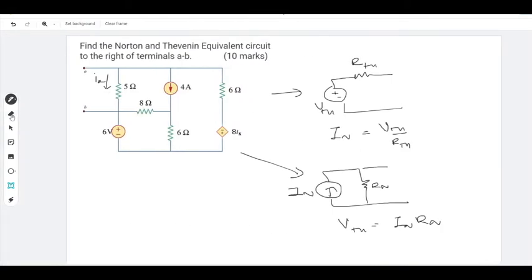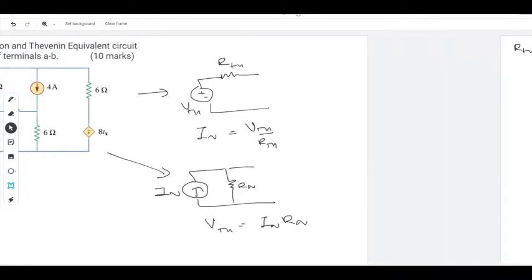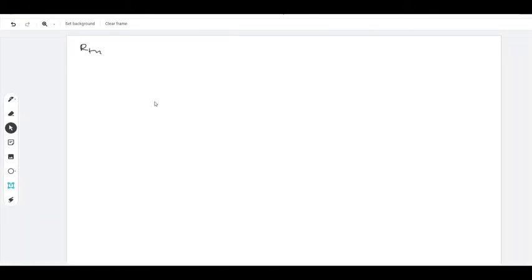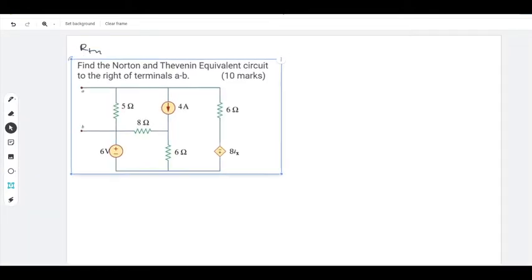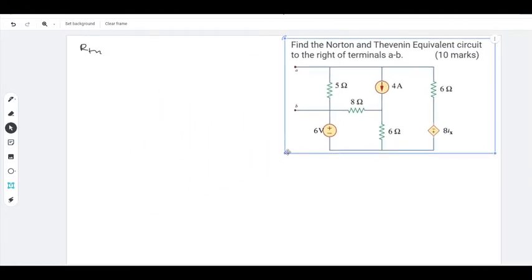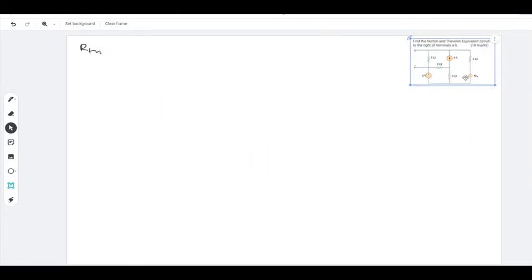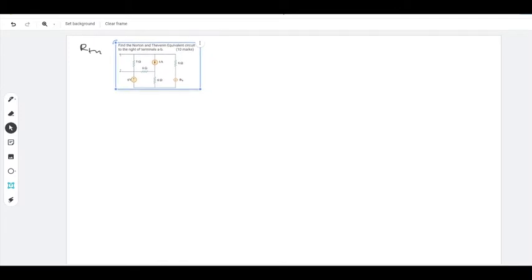So I'm just going to copy that circuit here and put a small version so that I can have a reference to it. I have to re-sketch my circuit. For RTH, you turn off all independent sources. You have to turn off all independent sources, but you can never turn off a dependent source. With that, your new circuit will look like this.